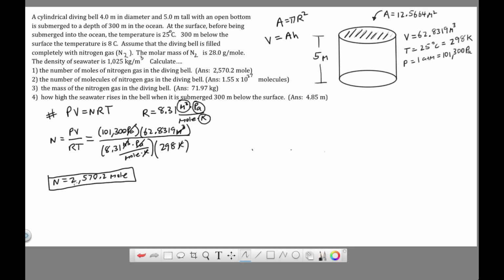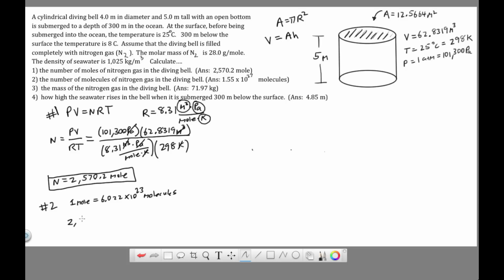Now the second question, this should have said number 1. The second question is just a chemistry conversion. The number of molecules of nitrogen gas that are in the diving bell. So 1 mole of anything, 1 mole is equivalent to 6.022 times 10 to the 23rd molecules. Or anything for that matter. It could be a mole of donuts. 1 mole of donuts would be 6.022 times 10 to the 23rd donuts. So this is our conversion we're going to use.